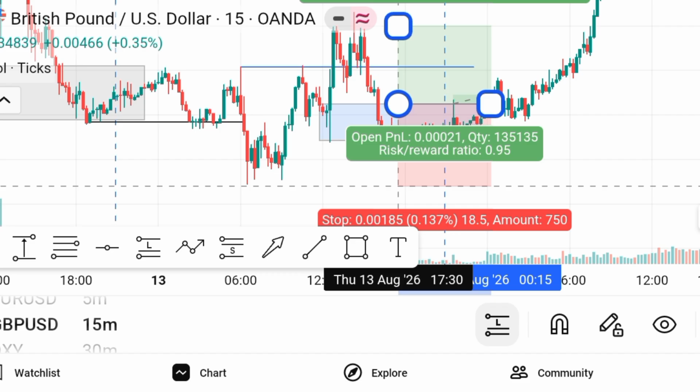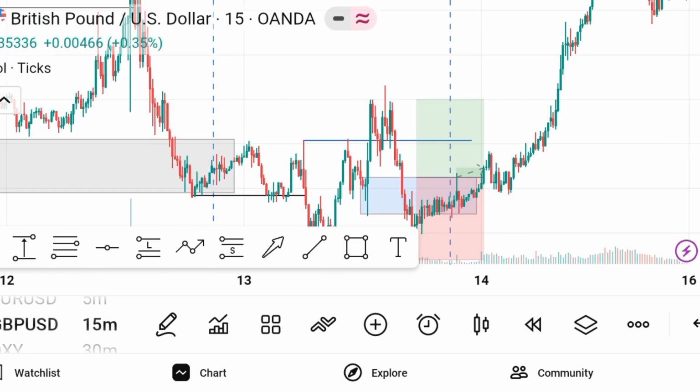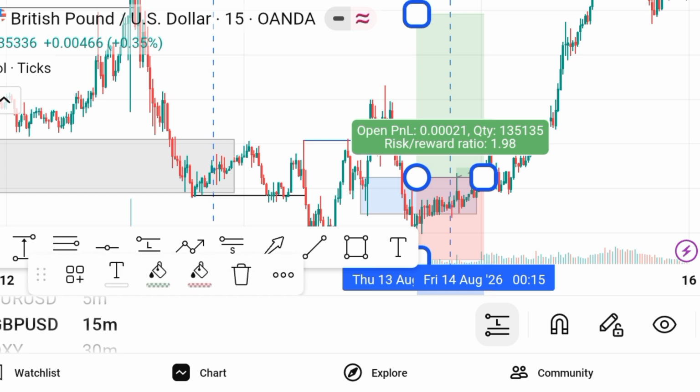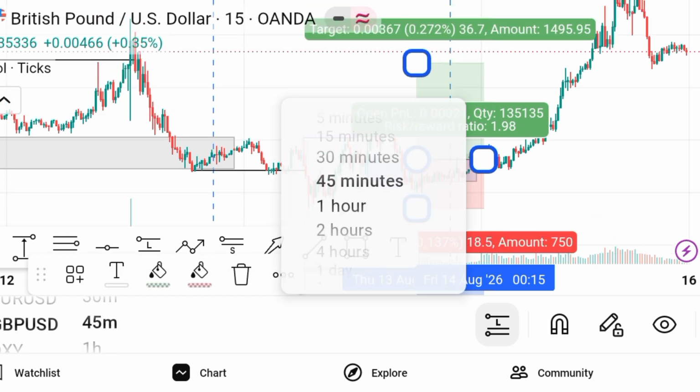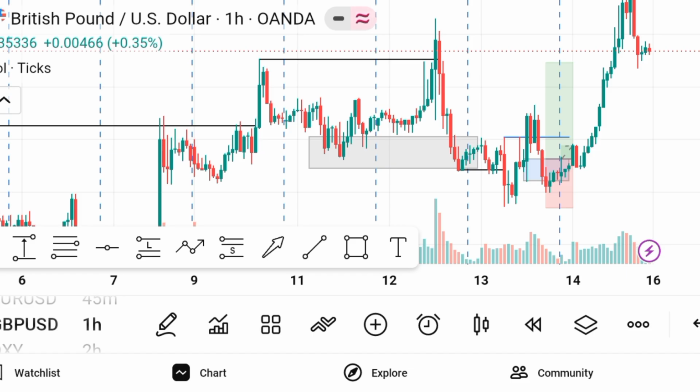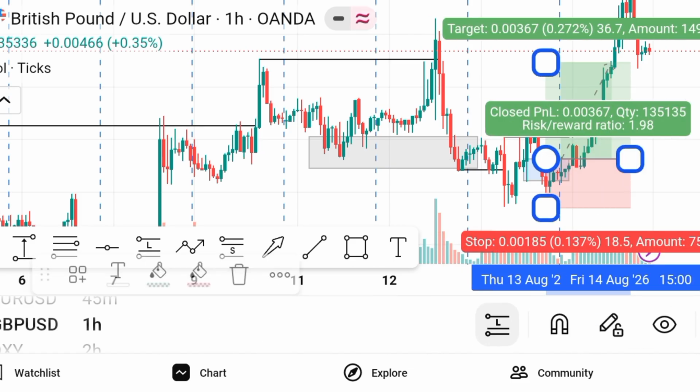Do you understand it now? Then where will I target? I can target a 1:2 or a 1:3 depending on what you want to target. Let me now take this back to the 1 hour time frame. Now can you see? This is now what happened.